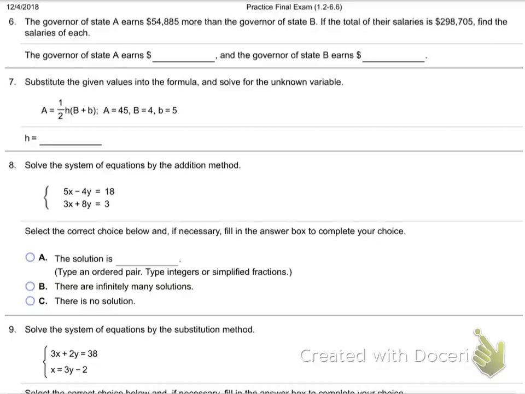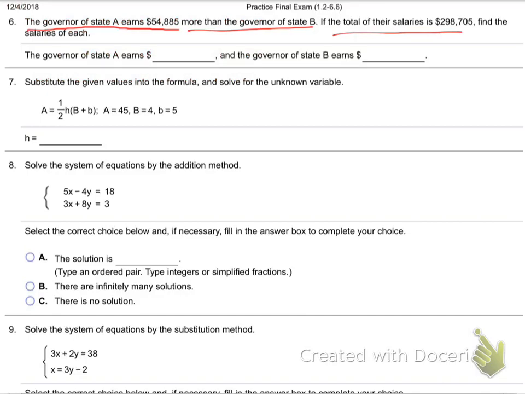Common denominator cancel? The governor of state A, one of these word problems: the governor of state A earns $54,885 more than the governor of state B. The total of their salaries is $292,705. Find the salaries of each.